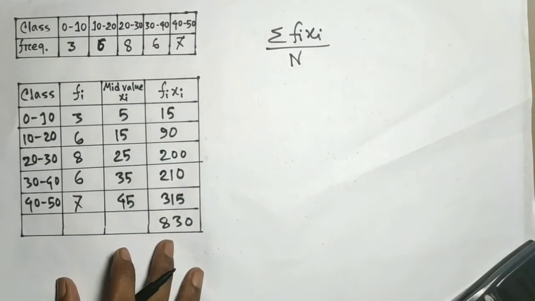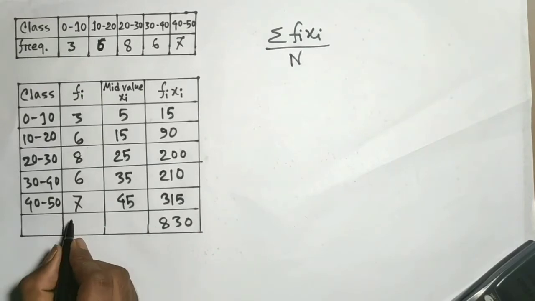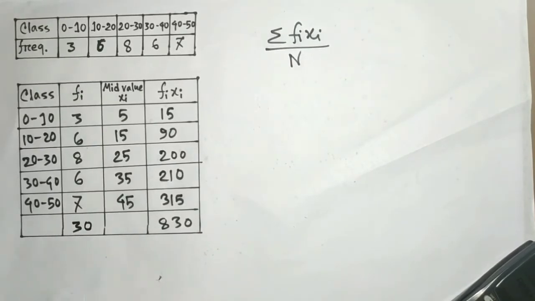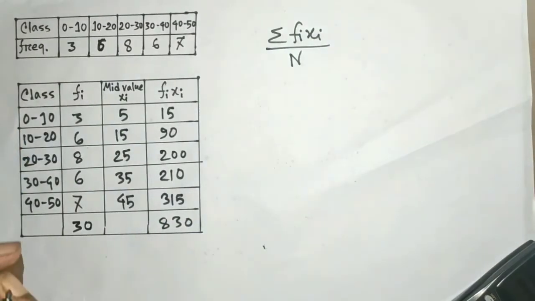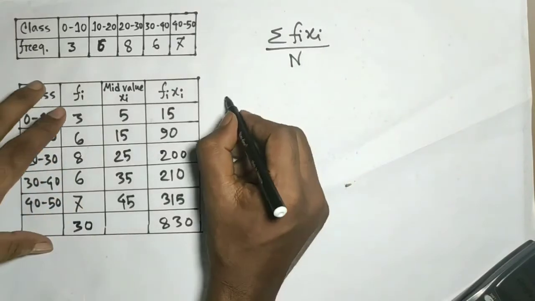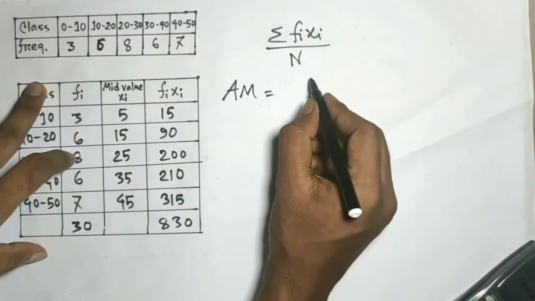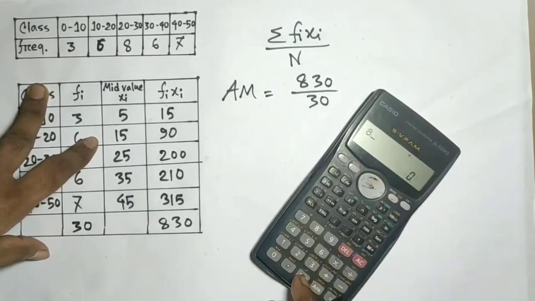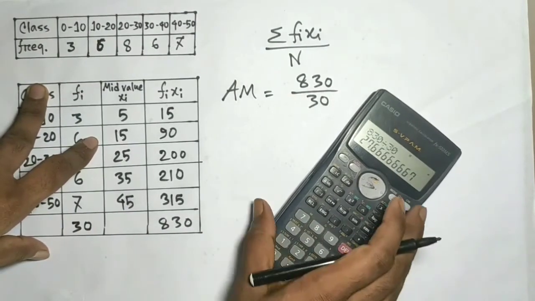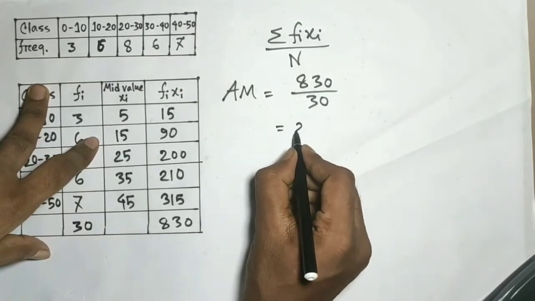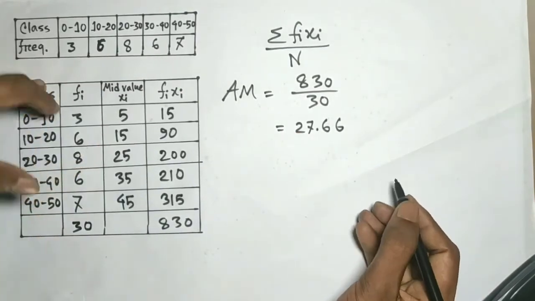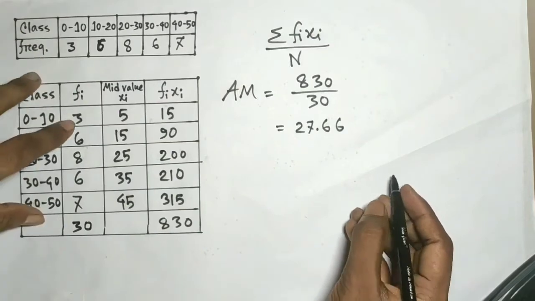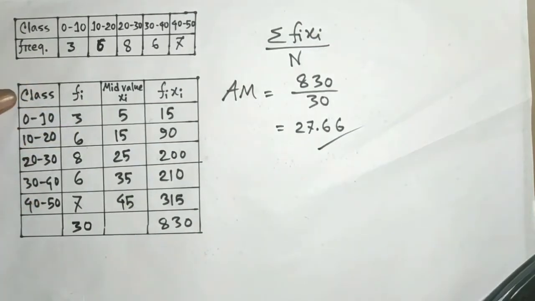And the summation of frequency, that means the total frequency, is equal to 30. So we have to do nothing but put these values in the formula, and we'll get the result of the arithmetic mean for this grouped data automatically. So here the arithmetic mean for this grouped data is equal to 830 divided by 30, that is 27.66. So the arithmetic mean for this grouped data is 27.66.